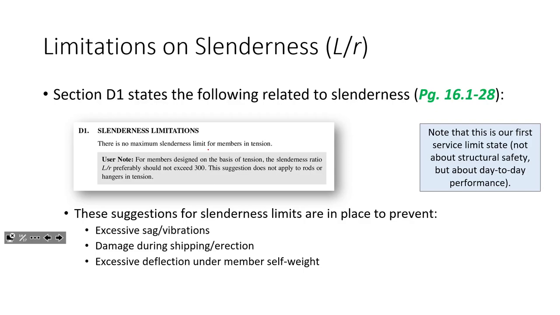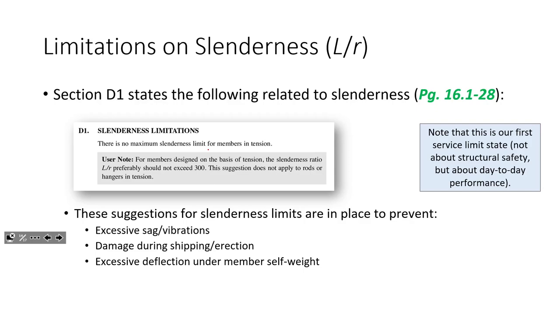So backing off the L over R for 300 has some very practical application. It might not have anything to do with strength or its in-service condition, but it can prevent damage during shipping. It can prevent excessive deflection under the member's own self-weight. It can prevent excessive sag and vibrations in the structure. So even though L over R isn't a mandated limit, we are going to limit L over R to 300 for members in tension because of the other practical aspects of steel design.